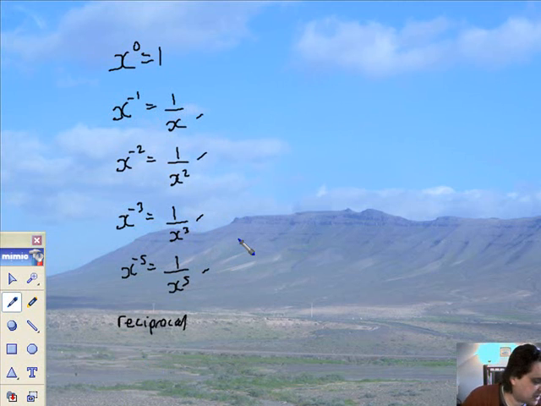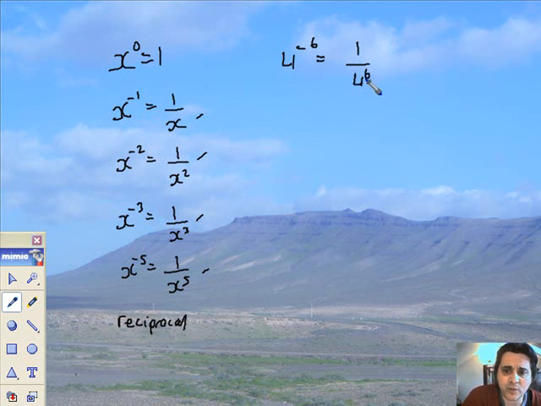So if I'm asked to do, for example, something like: work out each of these following. I've got this one, 4 to the power of minus 6. Straight away you say that means 1 divided by 4 to the power of 6. And then your job is to work out what 4 to the power of 6 is. Well, that's really, really unkind, but we've got to do it anyway.